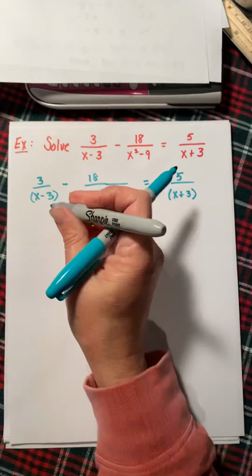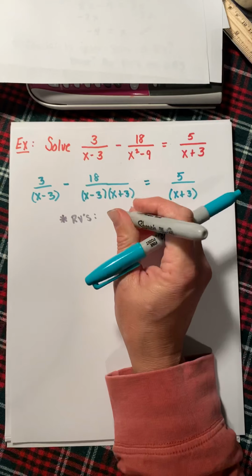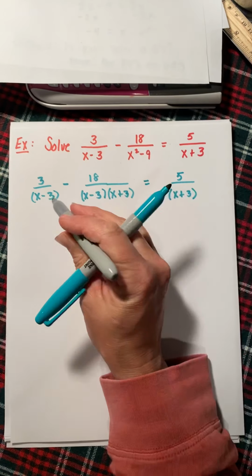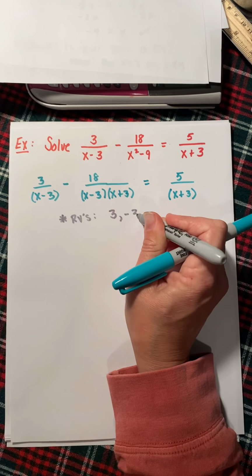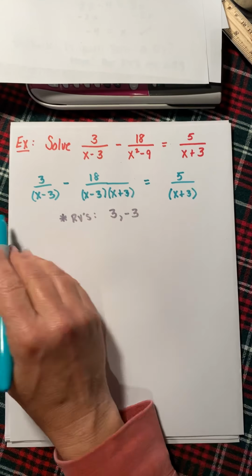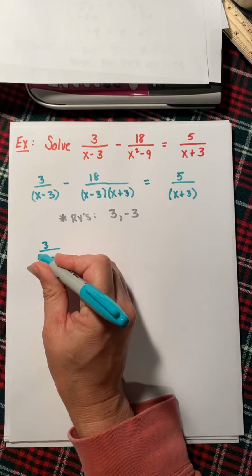So let's identify our restricted values. What are our restricted values here? We can look at any of the denominators: 3, which comes from that factor, and negative 3. All right, you can do it now, or you can do it after we combine. Doesn't matter, you're going to get the same result. All right, so now let's find the common denominator.